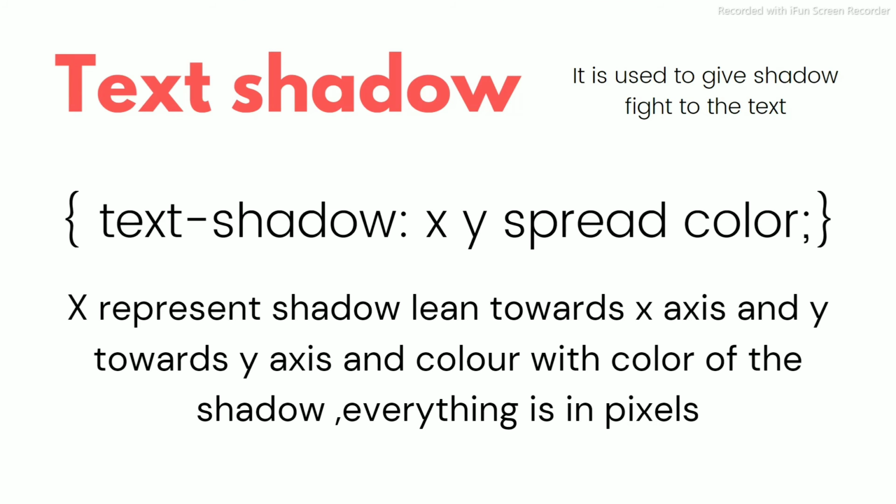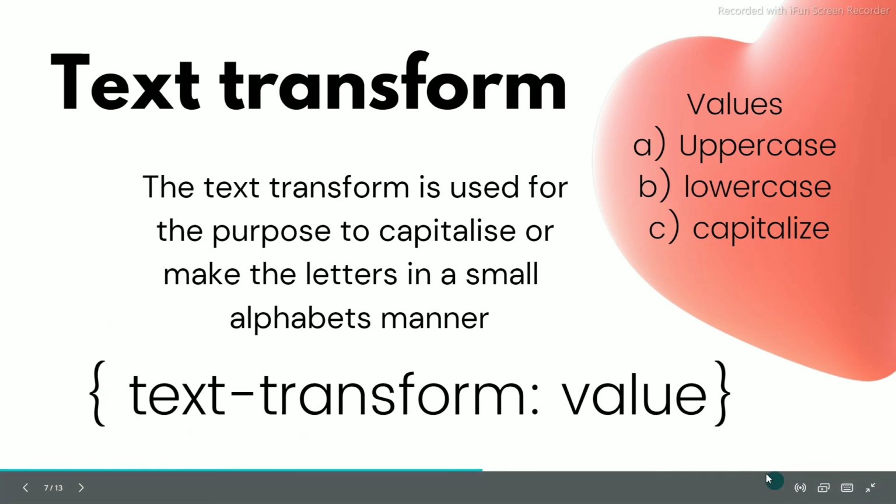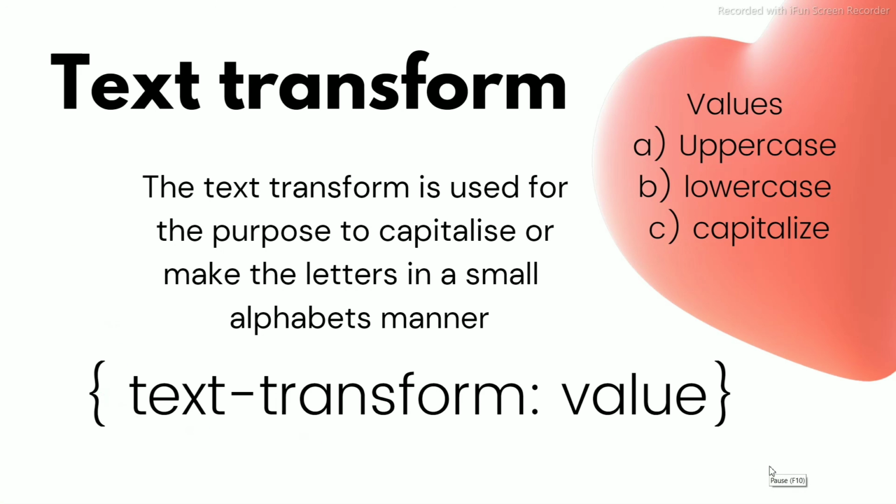Now it is about the text transform. When we are using the text transform, we can make the text either uppercase or lowercase or capitalize it into capital letters. Text transform is used for the purpose to capitalize or to make the letters in a small or capital alphabet manner. For that we use the property text-transform with the values of uppercase, lowercase, and capitalize.